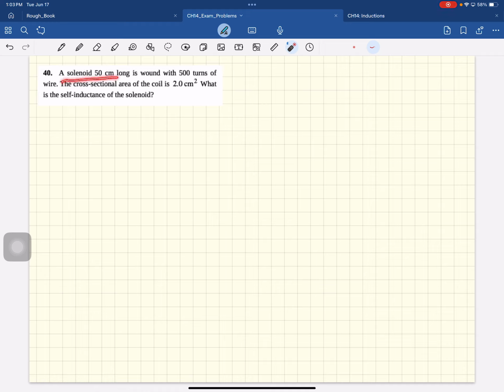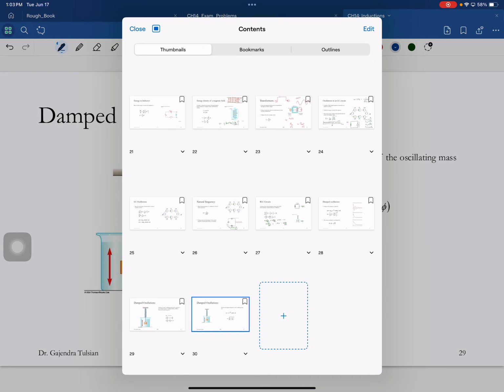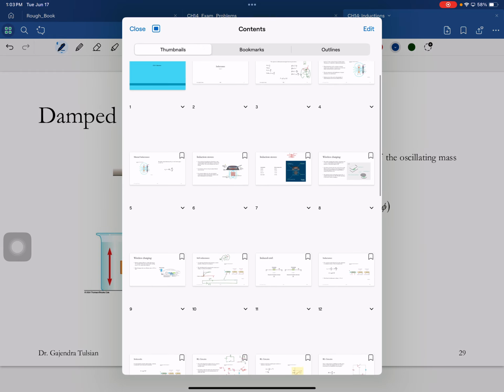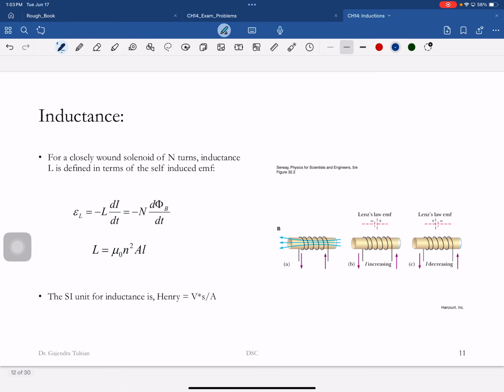A solenoid 50 centimeters long is wound with 500 turns of wire. The cross-sectional area of the coil is 2 centimeters square. What is the self-inductance of the solenoid? The self-inductance is mu naught N squared A over L, since this is air filled. Let me make sure of the formula. I believe it's correct, but it doesn't hurt to check. Mu naught, yep.